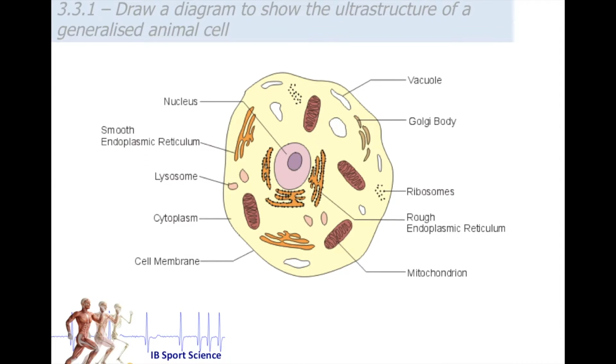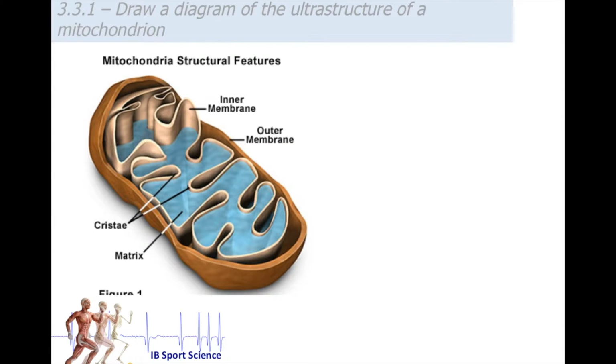So the first thing you need to know is you need to be able to label all of the components of an animal cell. This is going to include all of the cell organelles which you see listed here. You also need to be able to explain the role that they have within the cell. For the exam as well, you could be asked to identify the different parts of the mitochondrial structure.